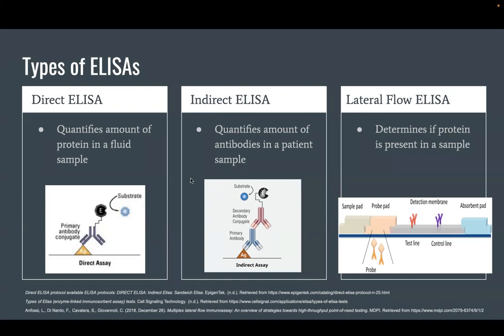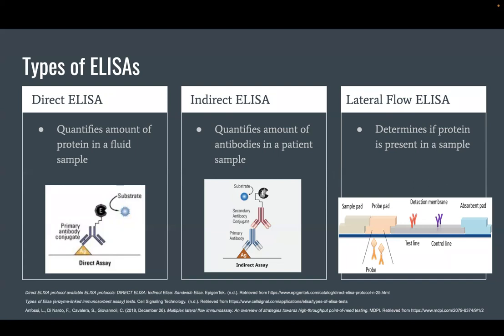An indirect ELISA is almost the same thing. It also quantifies the amount of something in a sample, but it's going to quantify antibodies rather than just proteins and antigens. And to do this, there has to be a secondary antibody conjugate, which is where the enzyme is attached and the color change reaction is going to occur because the primary antibody is the molecule that we're actually looking to quantify.